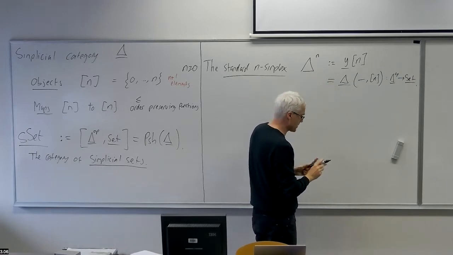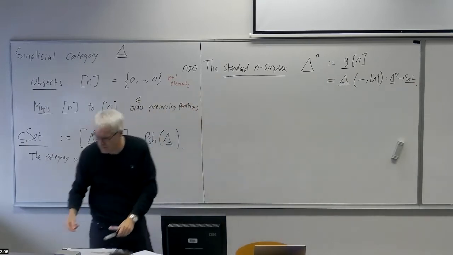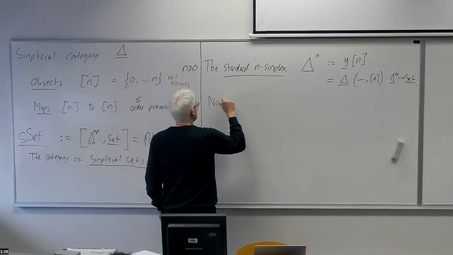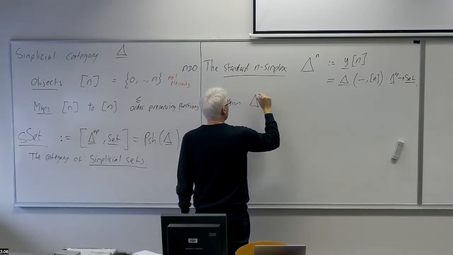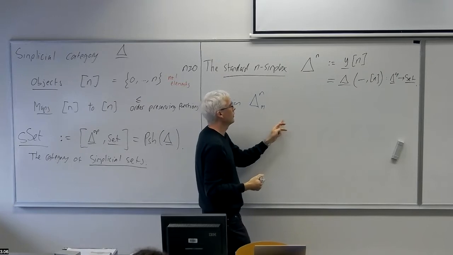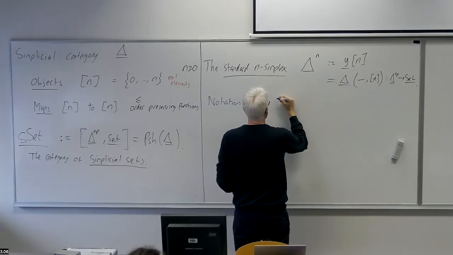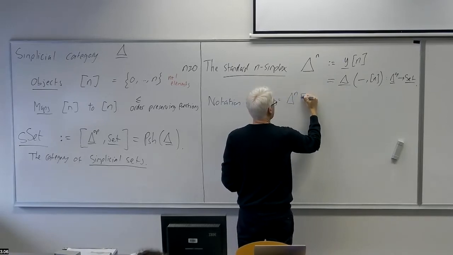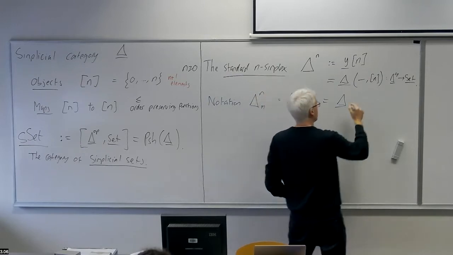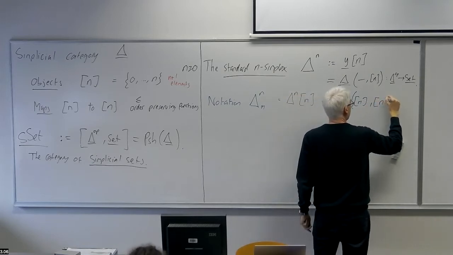Still doesn't look like a simplex, it's just a piece of mathematics. To explain how it works, let's do an example, but first I'll introduce some notation. We're going to write delta superscript n, the standard n-simplex, subscript m, for the standard n-simplex evaluated at the object m. In other words, this is defined to be delta n applied to m, which is by definition just the set of order-preserving functions from the canonical m+1 element set into the canonical n+1 element set.